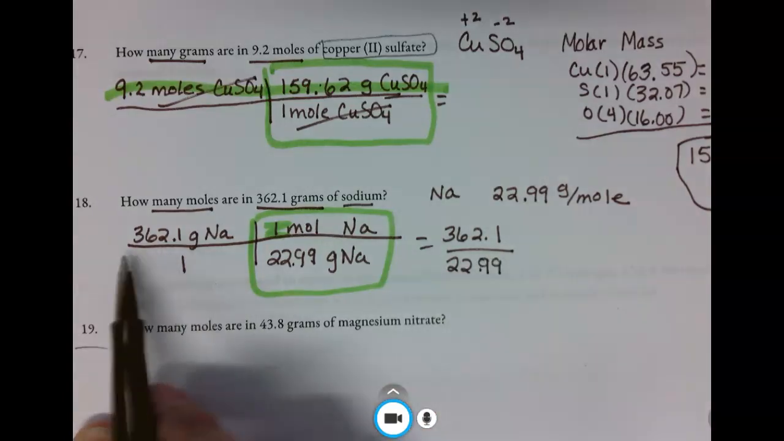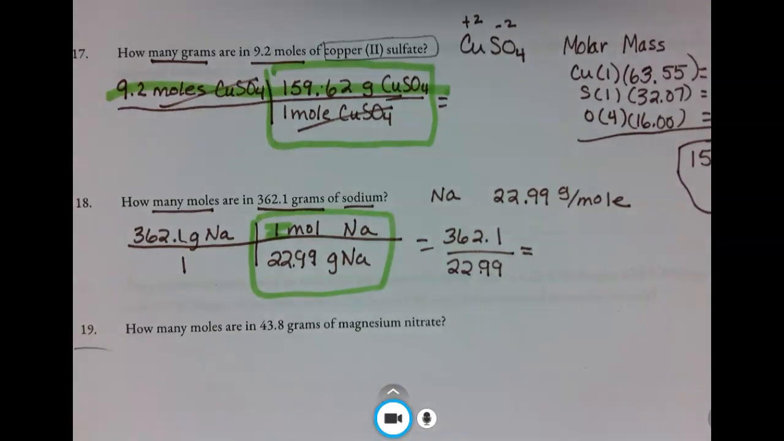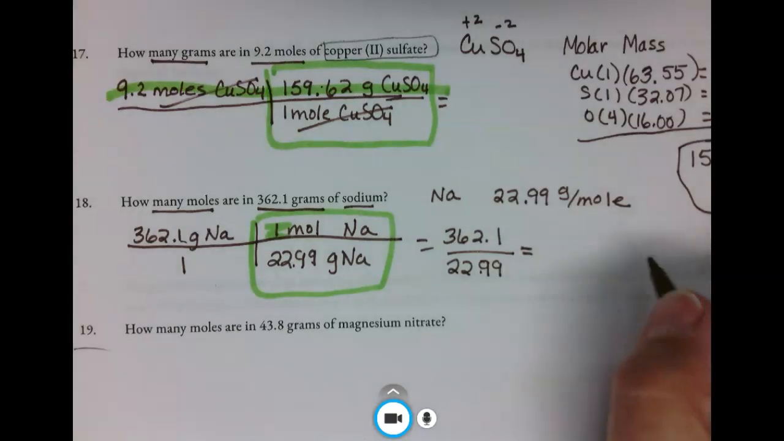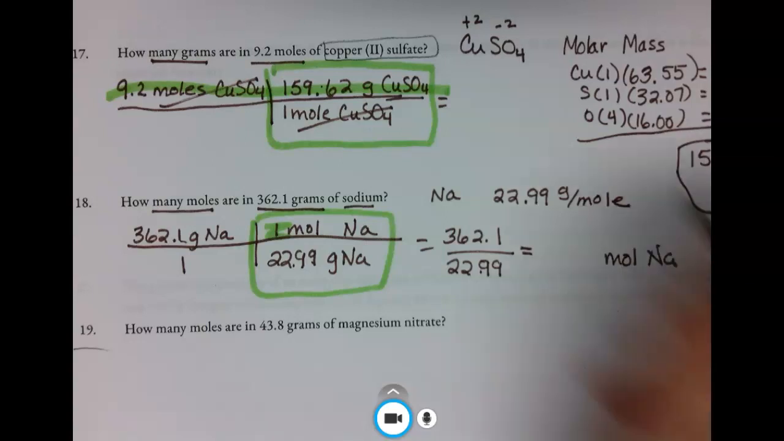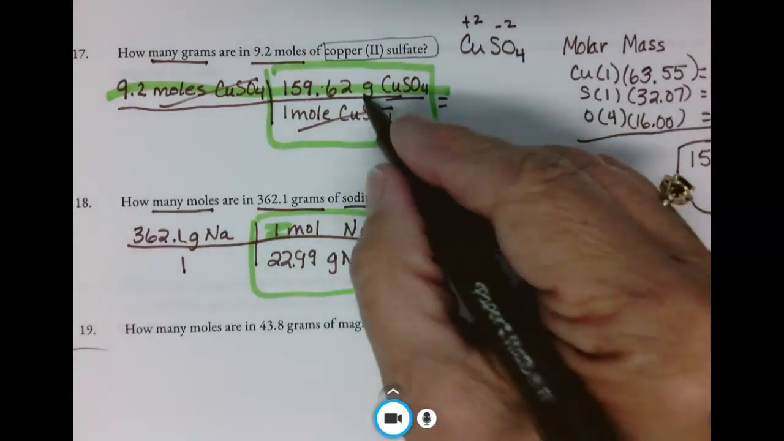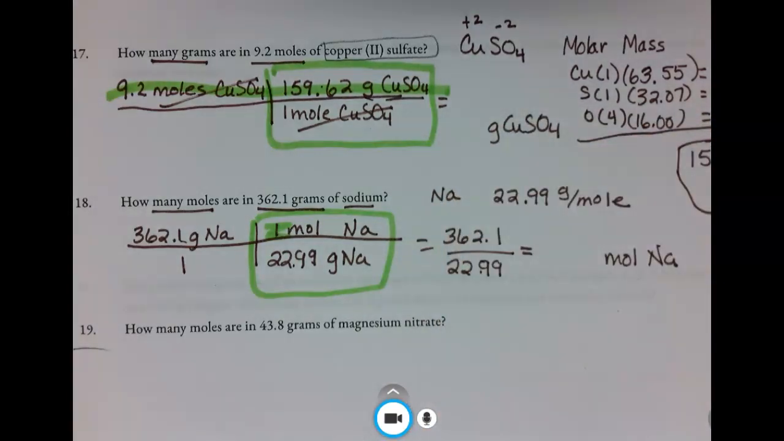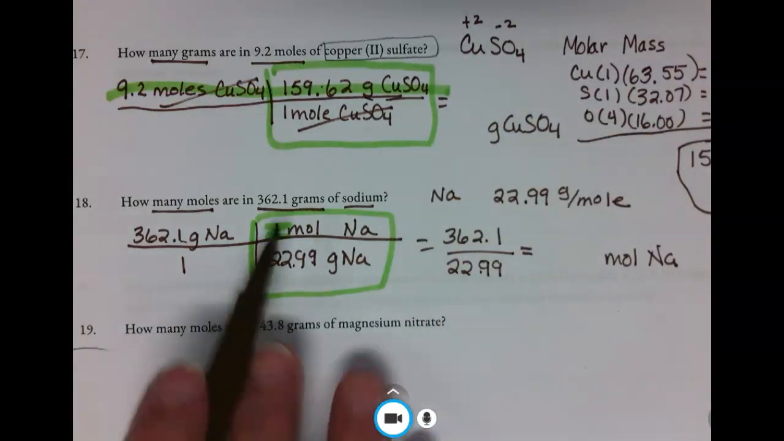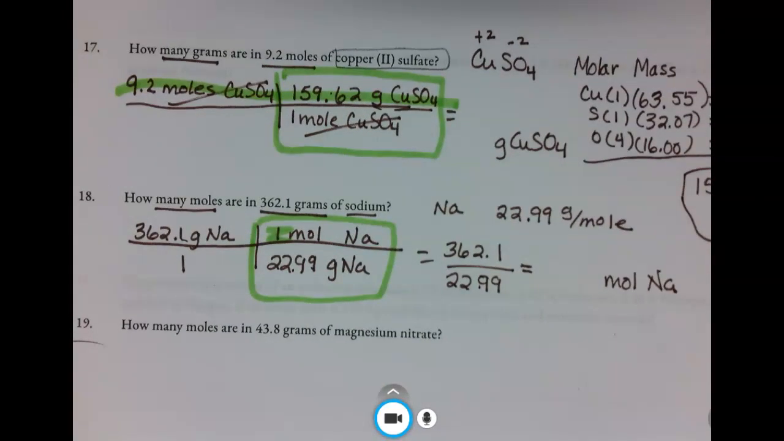Now, one's in the numerator, one's in the denominator, so this is actually a division problem. So again, I will let you finish that out. And then my label here would be moles of sodium. I didn't write it up here, but your label there would be grams of copper sulfate. Okay? And you can finish that out. Now, this one has 4 significant digits, so you need 4 digits in your answer.